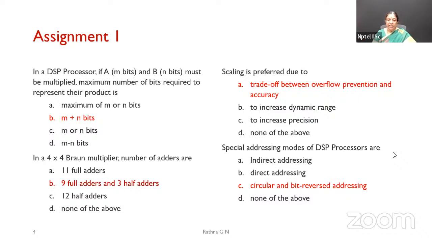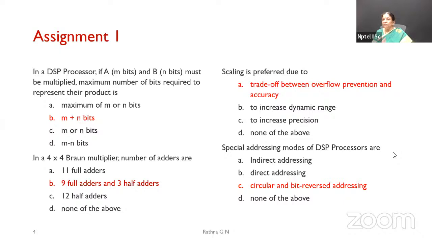The next question was: scaling is preferred due to the trade-off between overflow prevention and accuracy. As we discussed in the theory, we will be foregoing a little on accuracy, and we are trying to avoid the overflow, where a completely positive value may go down to a negative value. We are trying to avoid that, and with a little trade-off we take a hit in accuracy.